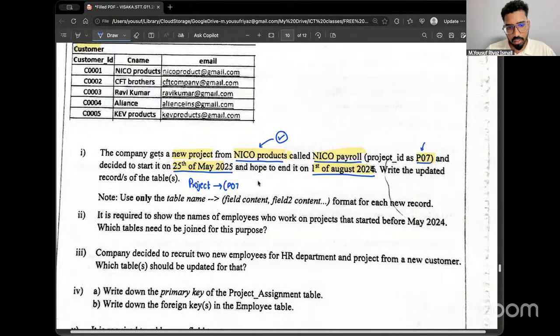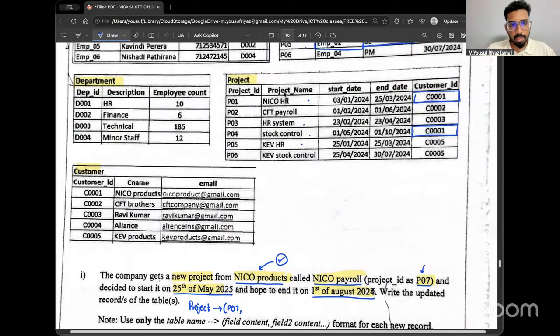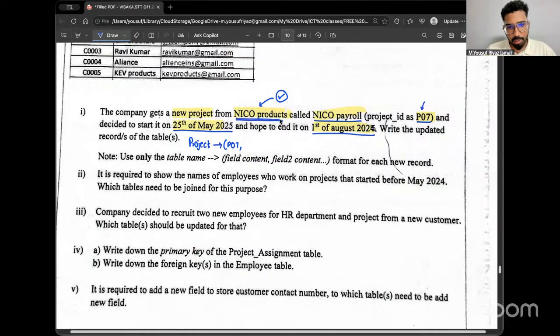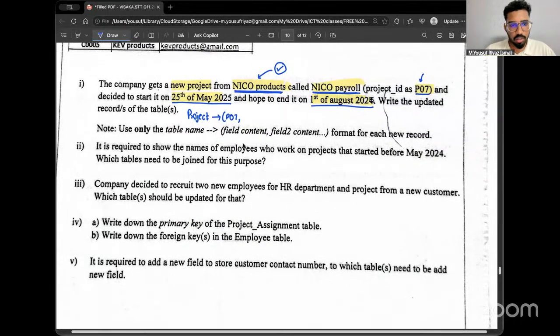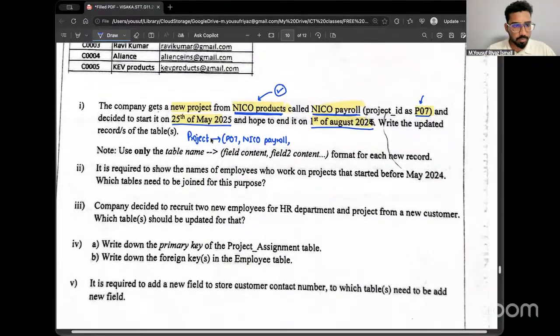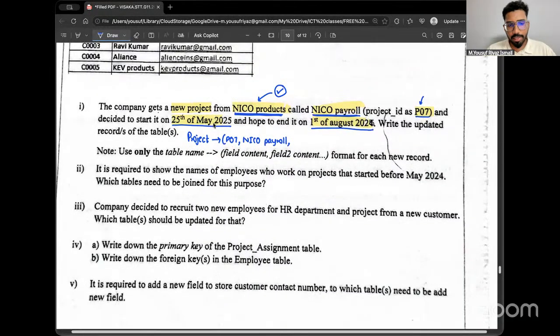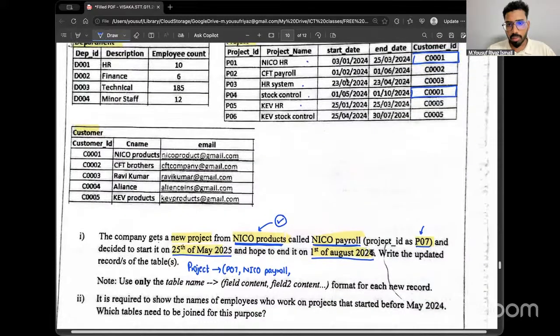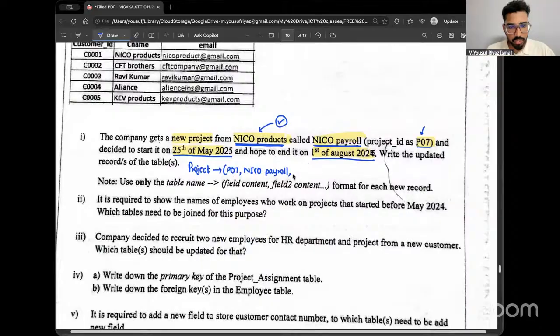Then the second field in the project table is project name. The question has mentioned the project name as Nico Payroll, so I'm going to mention Nico Payroll. The third field contains the starting date. Here they're going to start on 25th May. Make sure that you write this date in the correct format. Looking at all the dates given here, there's a format they're following, so I'm going to write 25th May 2025.